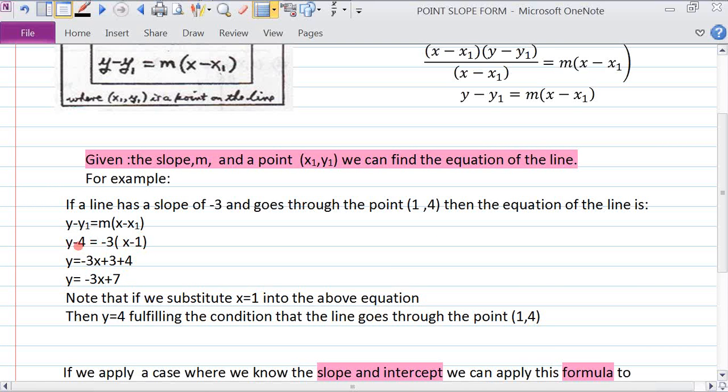Now, if we simplify this and transpose the minus 4 over to the right side, and we use the distributive rule, minus 3 times x gives us minus 3x, minus 3 times minus 1 gives us plus 3, and we transpose the minus 4 from the left to the right, we get that. We get y equals minus 3x plus 7.